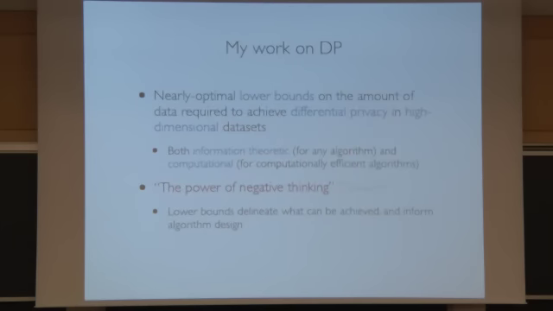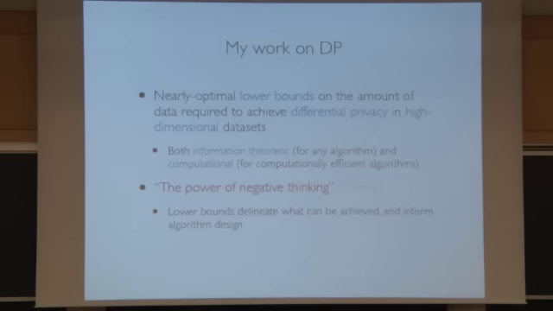And so I work on this problem from two angles. The first thing that I'm going to present in the talk is some nearly optimal lower bounds on the amount of data you need to achieve differential privacy. And as I said, I'm particularly interested in how the amount of data you need depends on the dimension of the data. So lower bounds are going to be a big part of the talk. They're going to take two flavors. They're going to be either information theoretic lower bounds, which are arguments that apply to any algorithm, regardless of its running time, and also some even stronger lower bounds that will apply to computationally efficient algorithms.